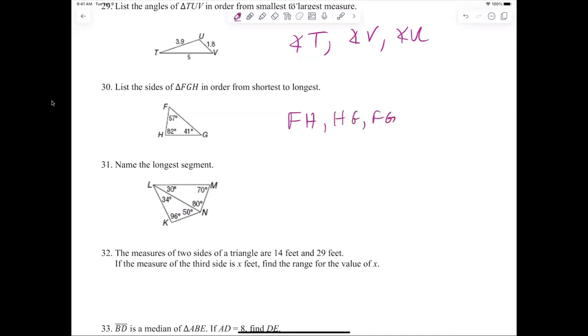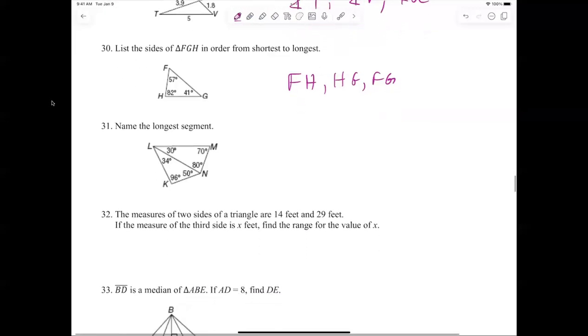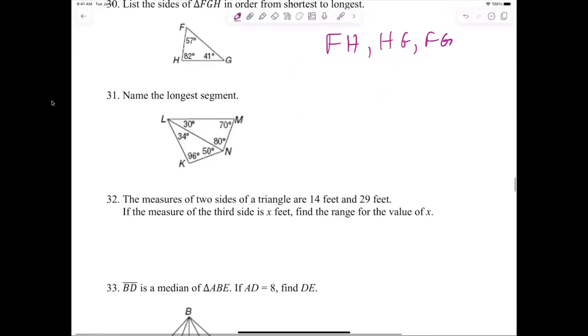Anybody have any issues with that? All right, name the longest segment. Now don't say LN, right? I'm just showing you. This is 96 degrees, do you agree? So in this triangle, LN is the largest, correct? However, in the other triangle, the 80 degree angle is largest. So that means that LM is greater than LN, even though LN is across from 96 degrees, right?